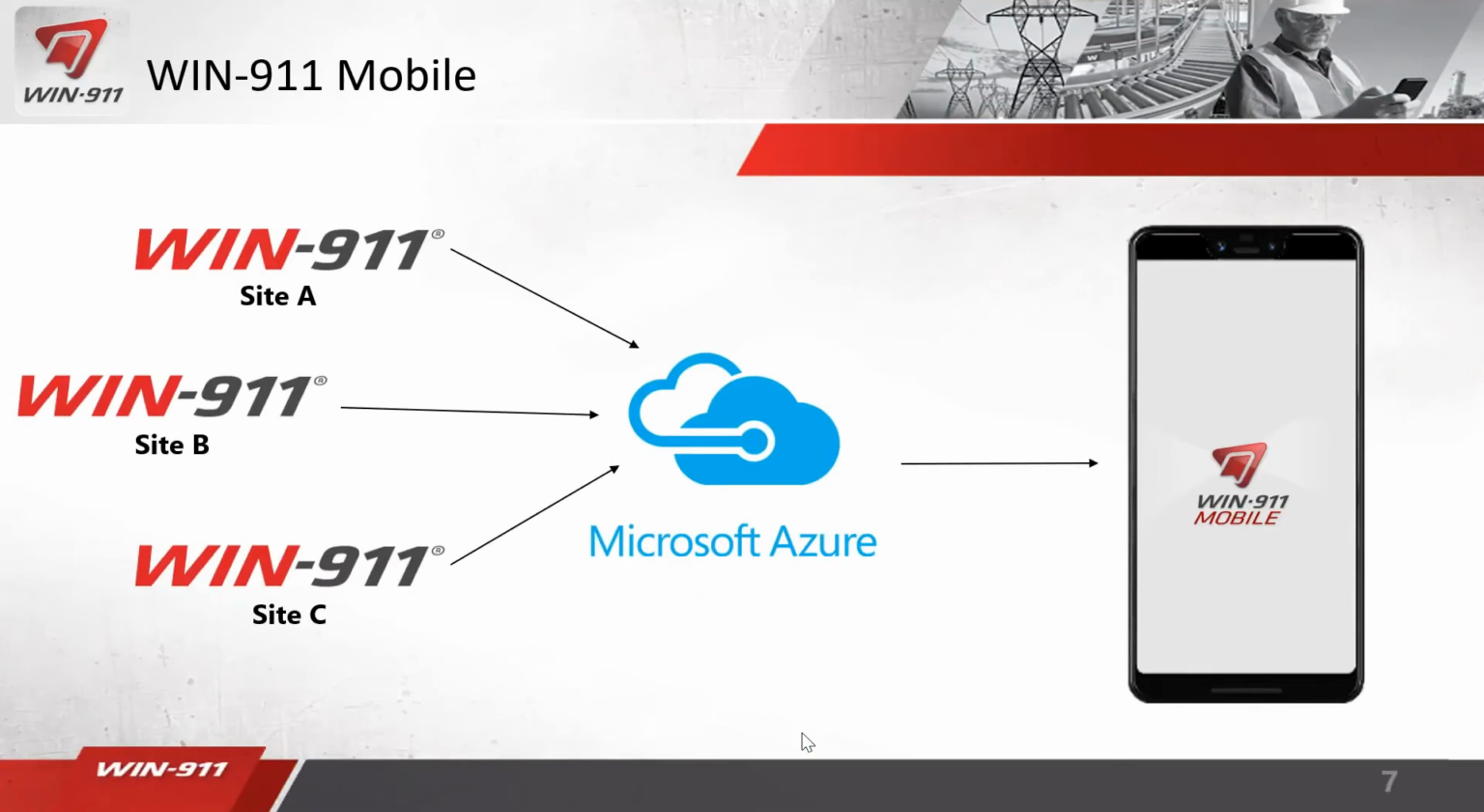Another advantage of WIN-911 mobile is you can have multiple sites sent to one Microsoft Azure account to go to the same user. So say, for example, you have plant A and plant B, the water plant, the wastewater plant. You can send all those alarms through the same account. This was not available previously on the old mobile 911 app.